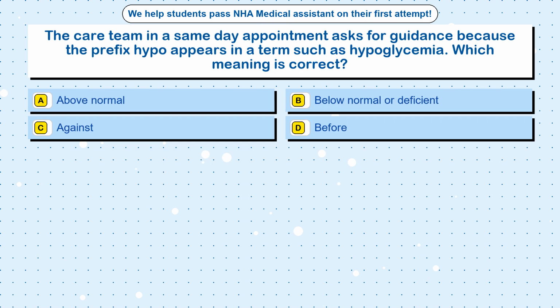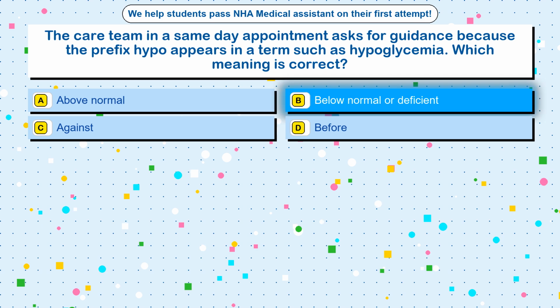Question 15. The care team in a same-day appointment asks for guidance because the prefix hypo appears in a term such as hypoglycemia. Which meaning is correct? Option A, above normal. Option B, below normal or deficient. Option C, against. Option D, before.